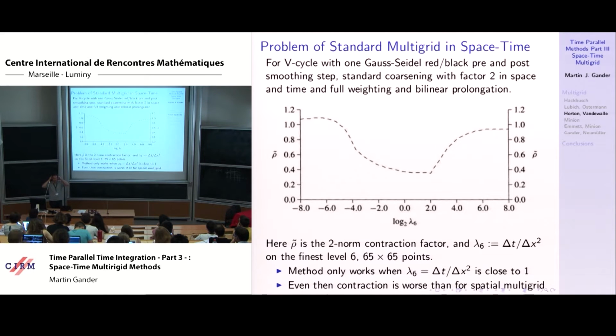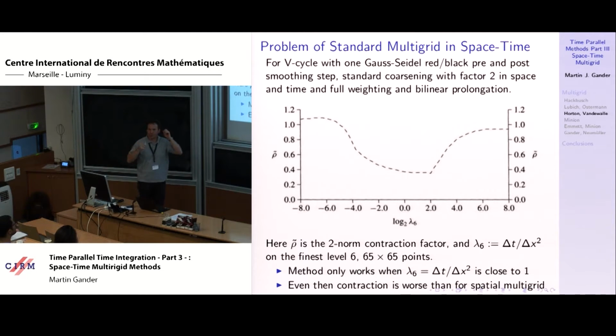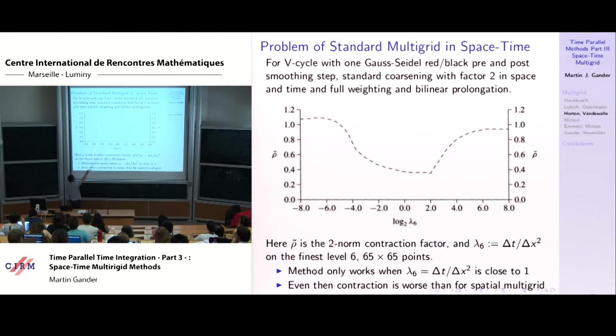They first study numerically why time coarsening is not working. And there's a very interesting graph here. So they brute force apply a V-cycle to this space-time problem. They use a Gauss-Seidel red-black pre- and post-smoothing. They do standard coarsening both in space and time with a factor 2, even though they know it's going to blow up, it's not going to work. And they measure how much the algorithm manages to contract.